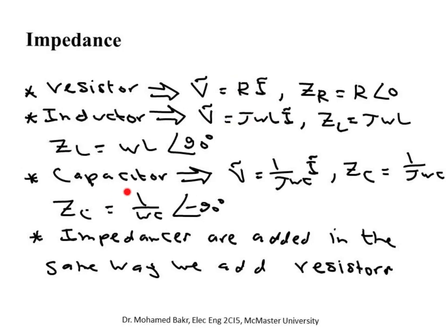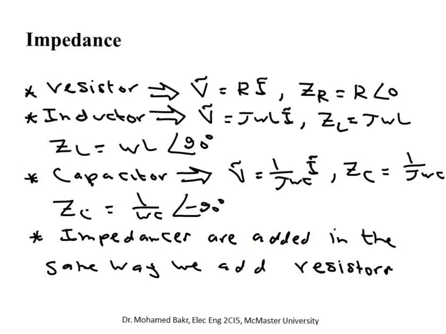Now, for a capacitor, we have the same thing. The phasor of the voltage and the phasor of the current are related by the impedance of a capacitor, ZC. ZC here is 1 over j omega C. So it has a magnitude of 1 over omega C, and 1 over j gives you minus j, and minus j is a phase of minus pi over 2, because minus j is e to the minus j pi over 2. So this means that the capacitor impedance is 1 over omega C at an angle of minus 90 degrees.